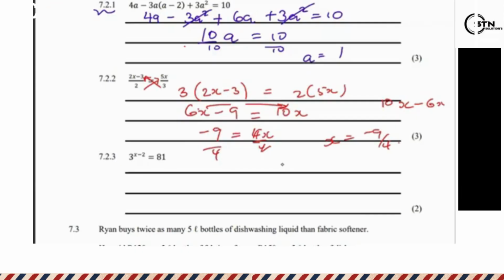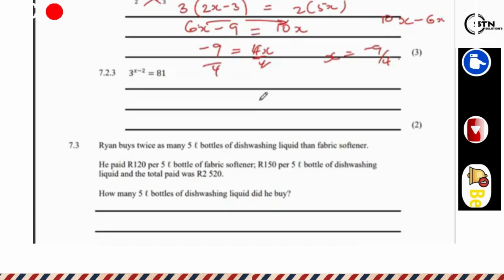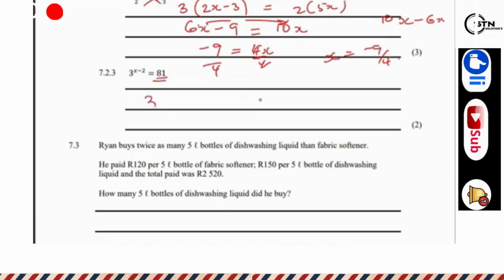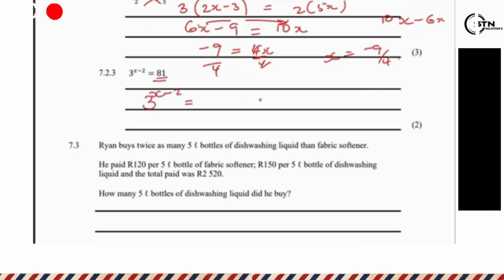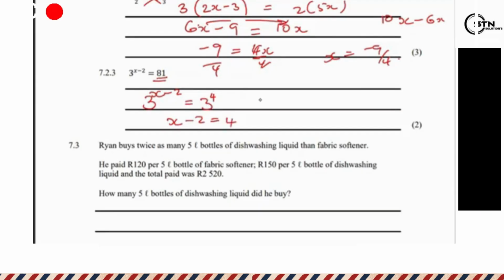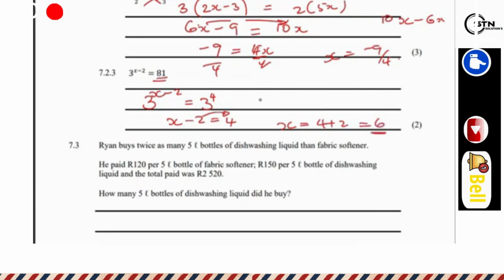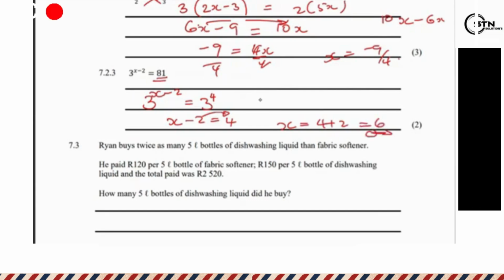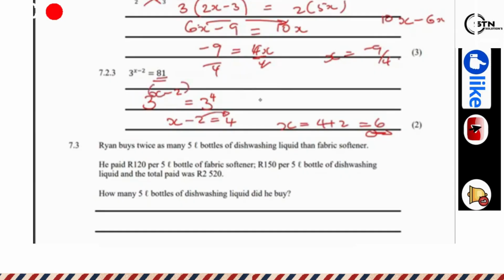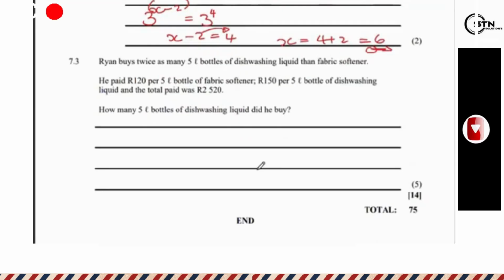And then 7.2.3, we have an exponential equation, meaning that we need to make 81 also to be in exponential form. So 3 to the x minus 2 is equal to 3 to the 4. Drop the bases, x minus 2 is 4, meaning that our x is going to be 4 plus 2, which is a 6. Okay, so that is what we do. When you're dropping the bases, it means that you're only focusing on the exponents. Then 7.3, which is the last one for 5 marks.